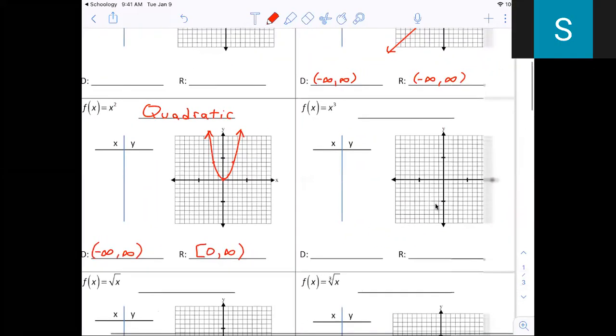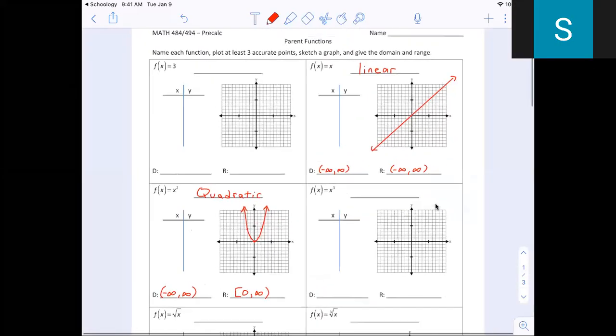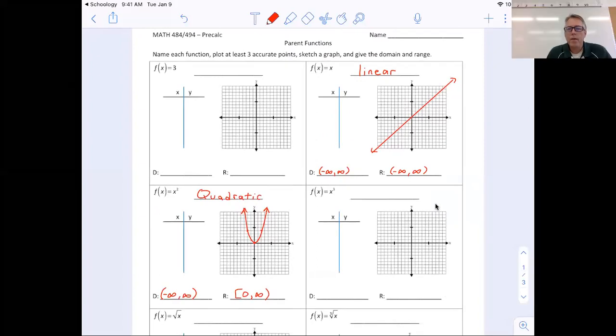Can you go back up to the first one? Yep. Like in the top right? Yep. So that's linear, and it has a y-intercept of 0, so it goes to the origin, and it has a slope of 1.